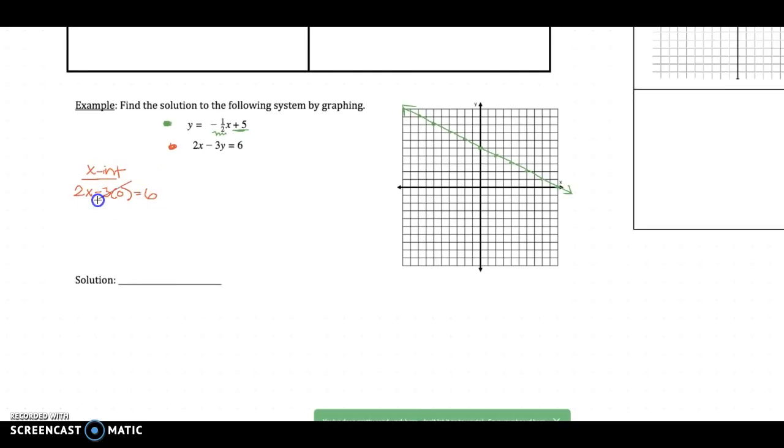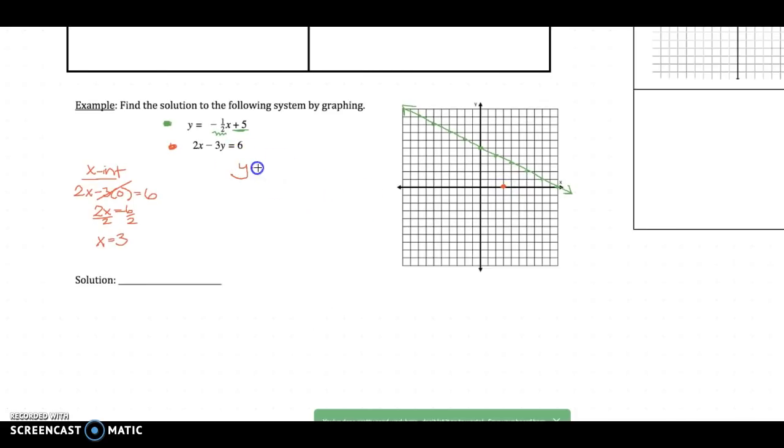Well, negative 3 times 0 just cancels, and I'm left with 2x equals 6. Divide by 2, and I get x equals 3. So this I'm going to plot on my x-axis. So x equals 3, I'm going to plot that there.